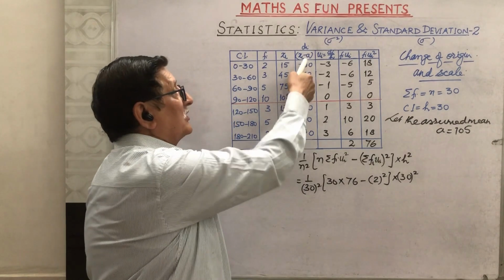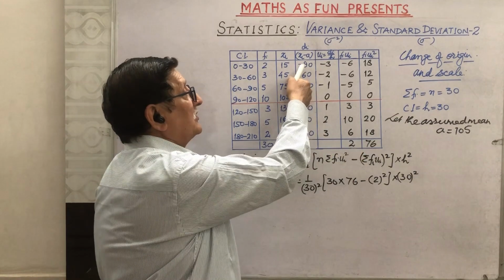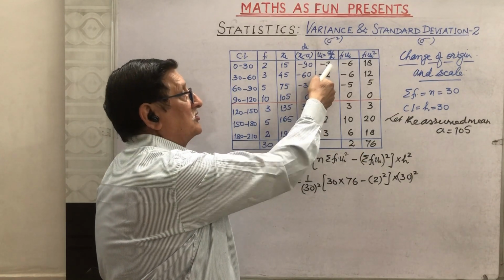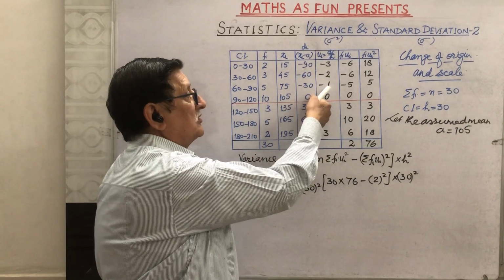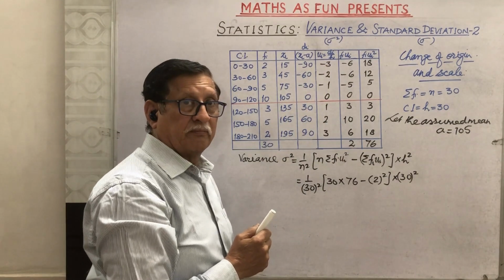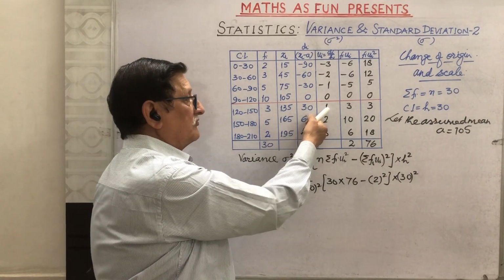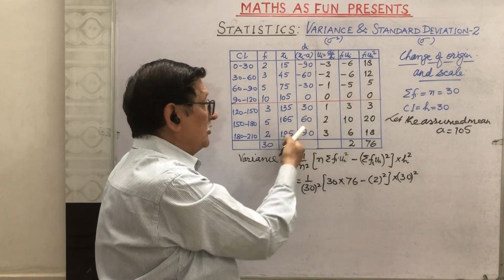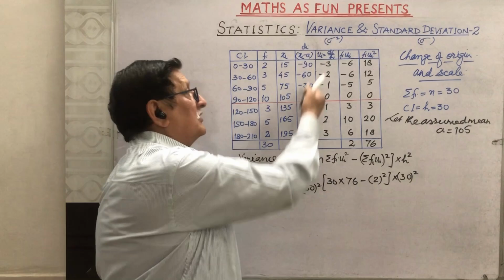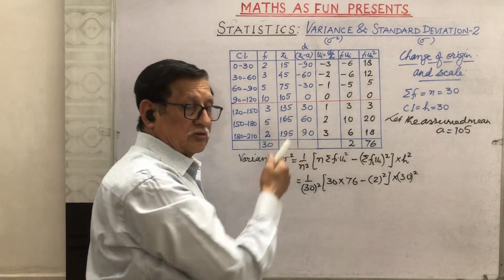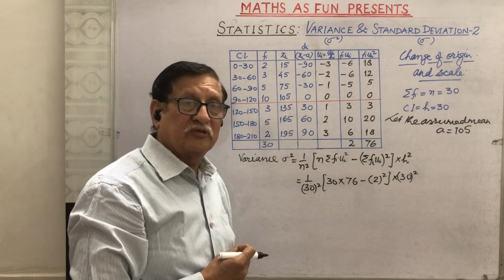Now, in case we divide this di by h, then we can see here 90 divided by 30 is 3, 60 divided by 30 is 2, 30 divided by 30 is 1. These are all negative. It is 0. Here they are 30 divided by 30 is 1, 60 divided by 30 is 2, 90 divided by 30 is 3. So you can see here the values have been reduced. They are smaller values now. And now we find it easy to square and multiply with the frequencies.